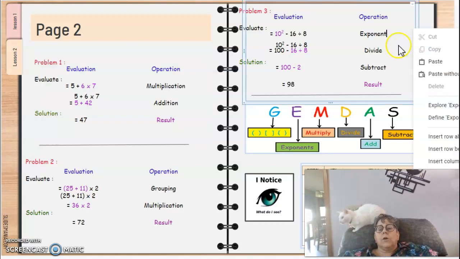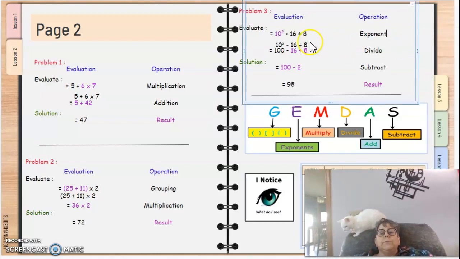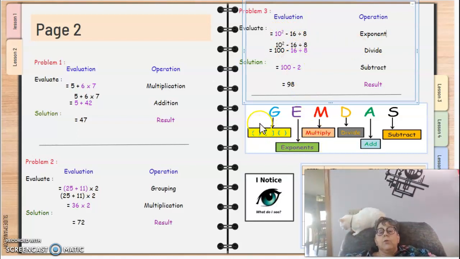The next one we're going to look at, again, walking our way through it: are there any groupings? I don't see a grouping there, so I'm going to move on to E. Is there an exponent? Yes, there is an exponent right here. We're going to take care of that exponent first. 10 squared is 100. Then we're going to move on. We have 100 now, minus 16 divided by 8.